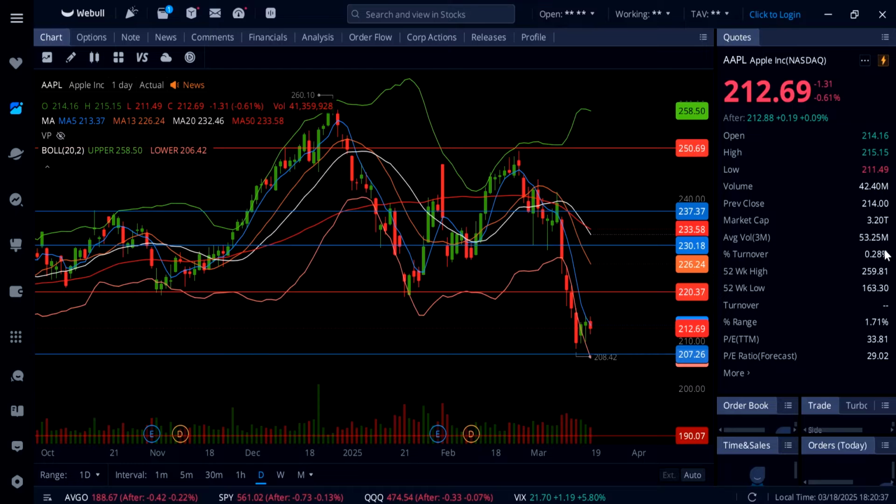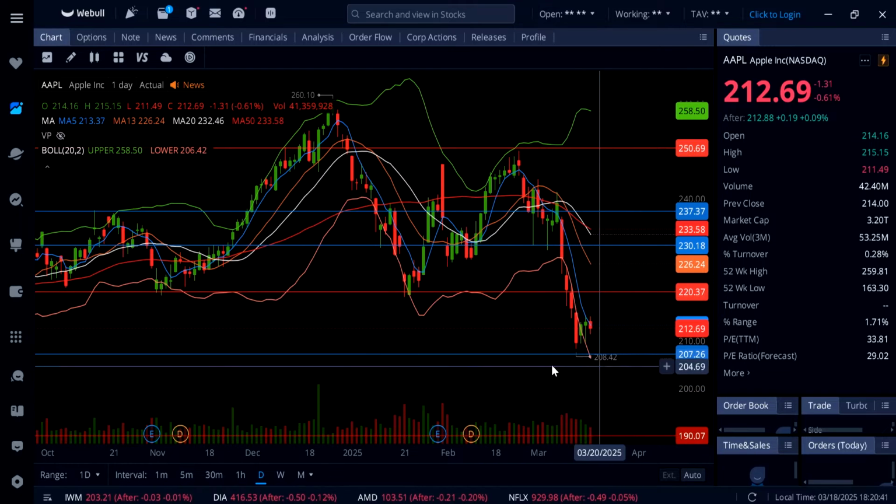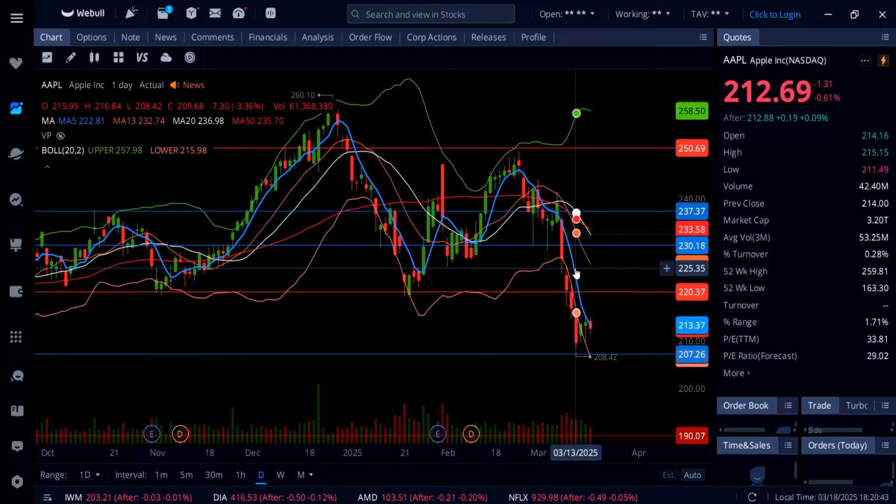On Apple, the stock is down 0.61%. So Apple is actually down once again today. It was trying to hold all day, but if you look at my screen, there is your blue line, the 5-day moving average, which is sitting at 213.37. We got over that, but intraday it came back and is now under that blue line, the 5-day moving average.